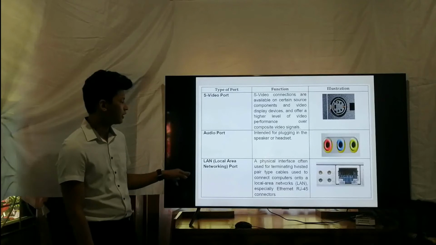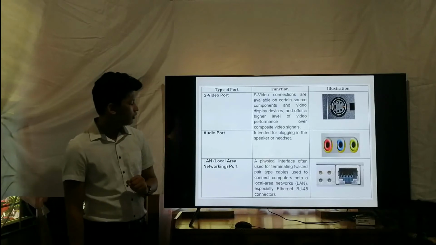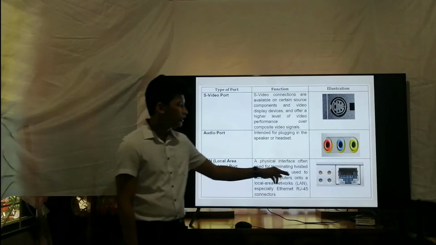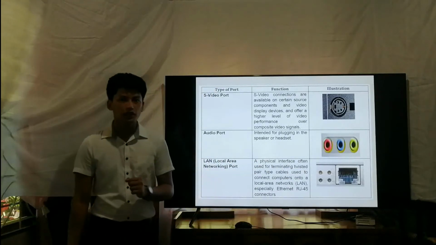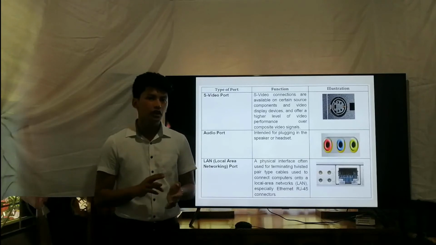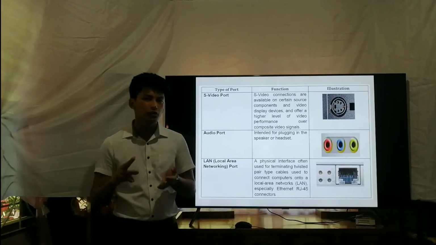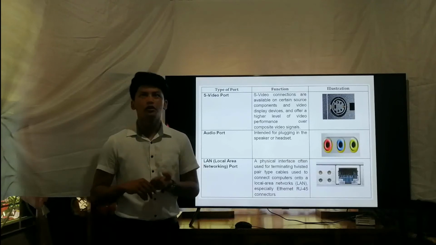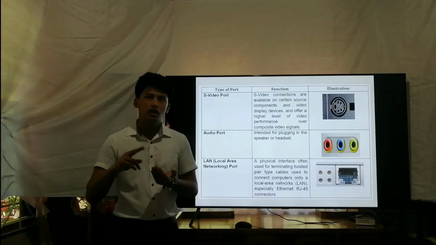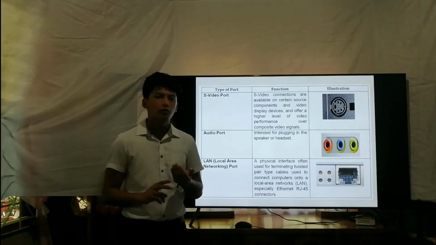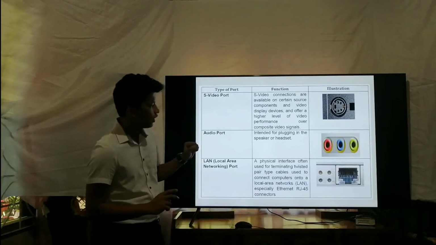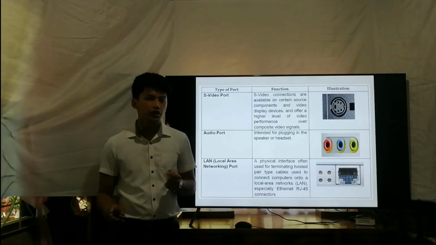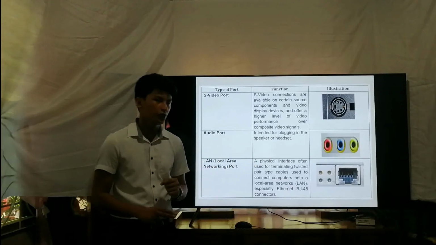The last one is the LAN, or local area networking port. The LAN is basically for the Ethernet. When you organize a connection between, say, ten computers, you're going to create a network, and this will help you connect to other computers through the Ethernet network.